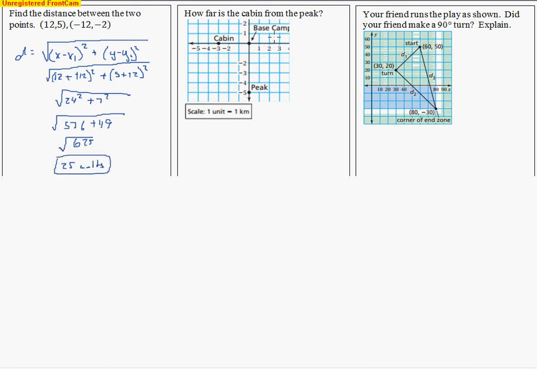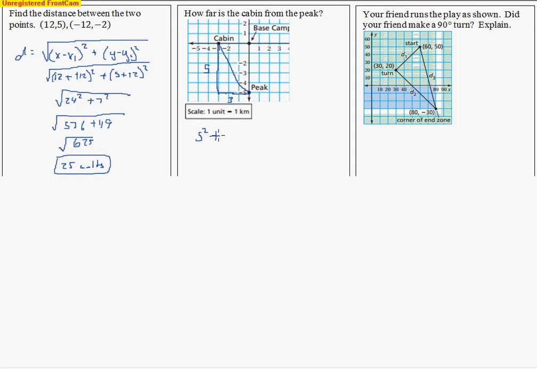The next problem asks me, how far is the cabin from the peak? Well, here's the peak, here's the cabin. We're trying to find out what this distance is. Since we've got a coordinate plane, we can just use the coordinates. For the units going down vertically, I can count the spaces: 1, 2, 3, 4, 5 spaces. Same thing going across this way, I can count the spaces: 1, 2, 3. And so I can go ahead and set up Pythagorean's theorem.